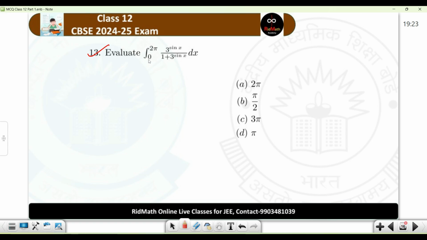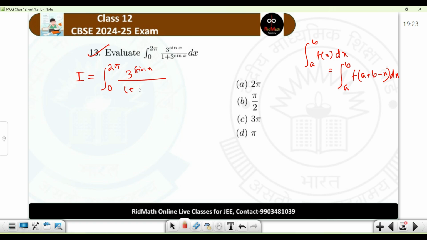13. Evaluate the integral from 0 to 2 pi of 3 to the power sin x divided by 1 plus 3 to the power sin x dx. Here we will use a property that the integral from a to b of f(x) dx is equal to the integral from a to b of f(a plus b minus x) dx. So let us take this integral as I, the integral from 0 to 2 pi of 3 to the power sin x divided by 1 plus 3 to the power sin x dx.